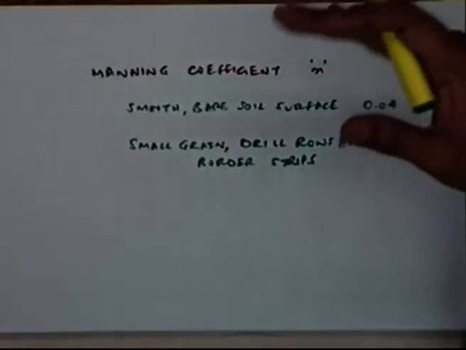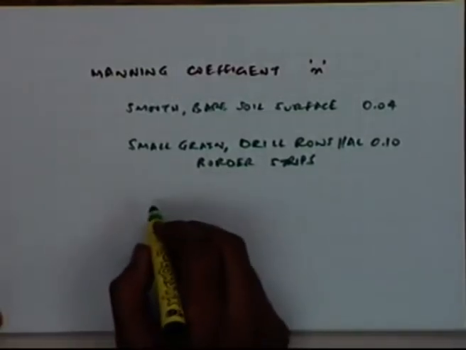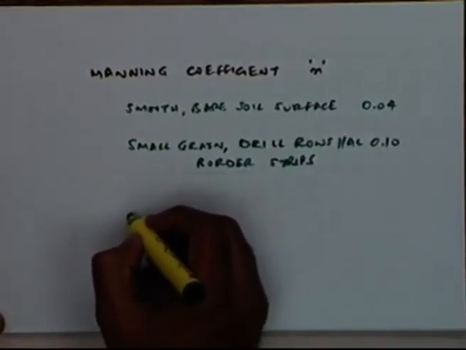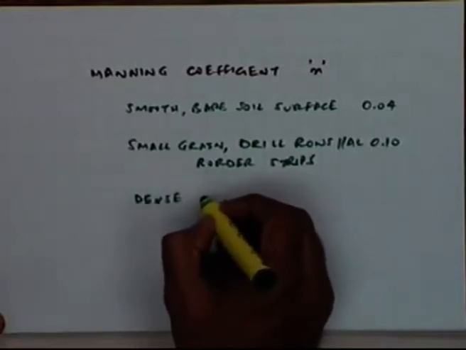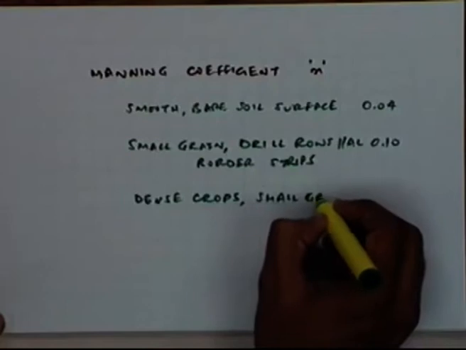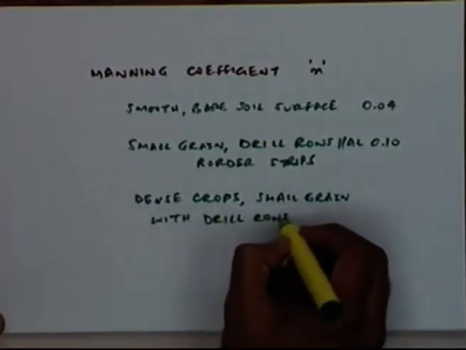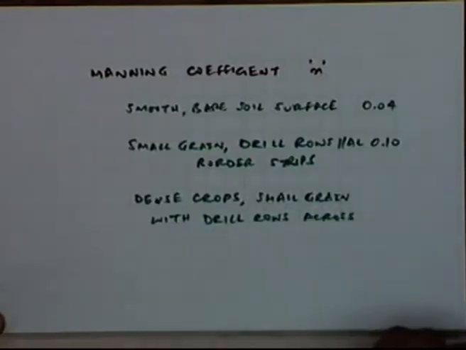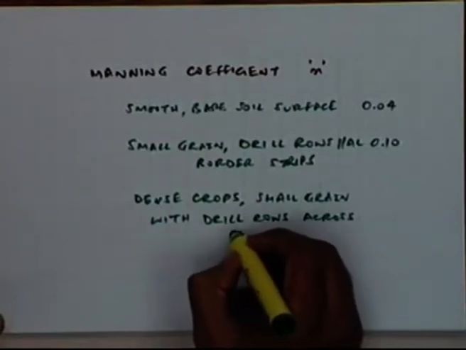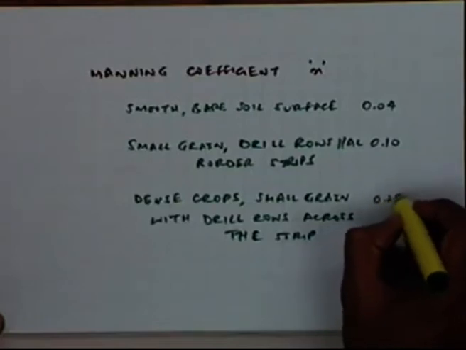If you change the way you have done the sowing, because it depends how you have sown the area. If the sowing is done in the perpendicular direction, you have drilled the holes in the perpendicular direction of the border, then either you have dense crops or you have small grain crops. With drilled rows across the strip, the value can be as high as 0.25.